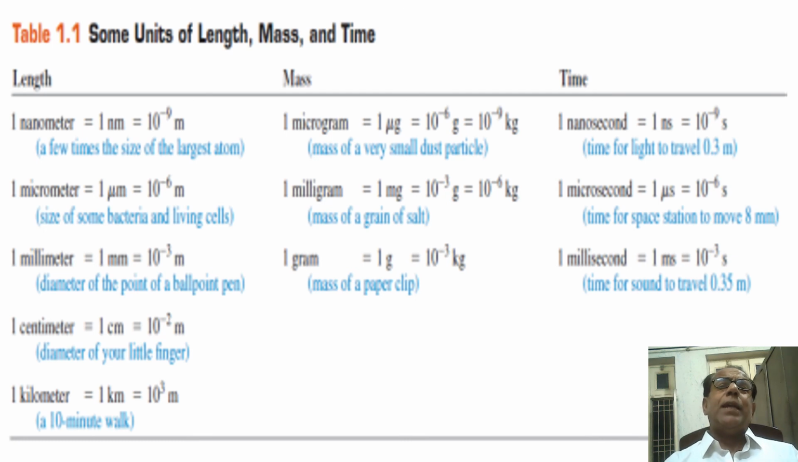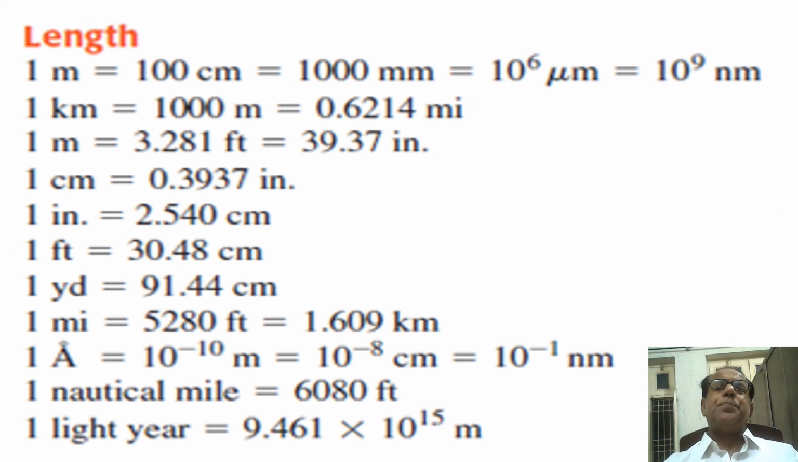Here again, 1 nanometer is equal to 10 raised to the power minus 9 meter, 1 micrometer is equal to 10 raised to the power minus 6 meter, and so on. We do not waste our time. This is very useful for students. Next, conversion factors of length.